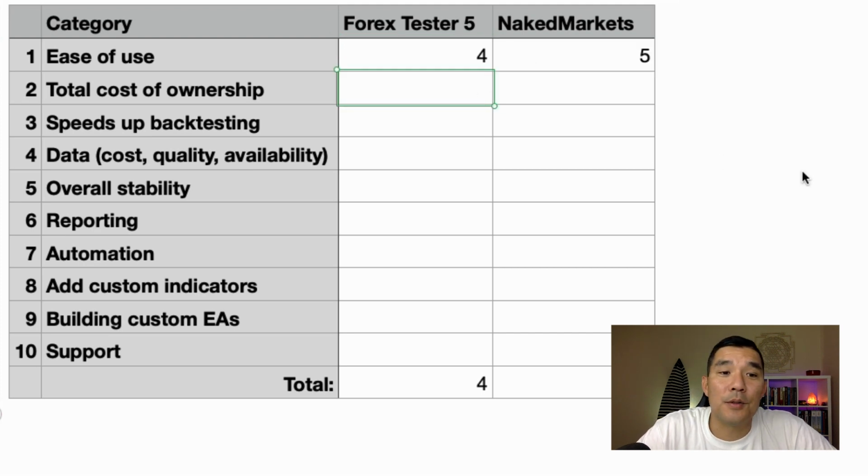Now let's move on to total cost of ownership. So how much does it really cost to own each of these programs? Are there recurring fees that you have to pay on top of the initial licensing fee? So let's get into that now.